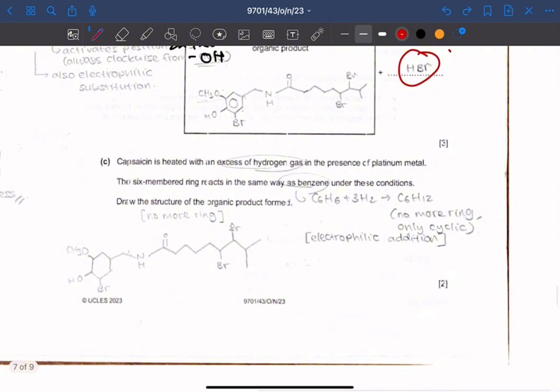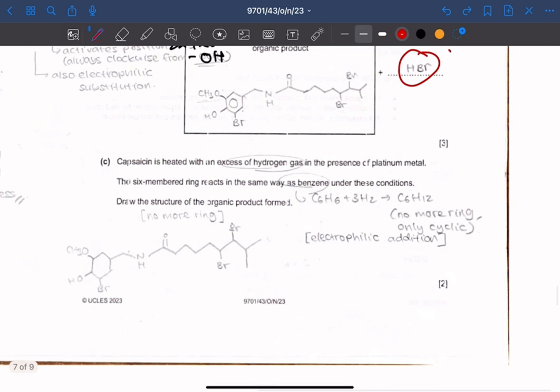And next is C. Capsaicin is heated with an excess of hydrogen gas in the presence of platinum metal. The 6-membered ring reacts in the same way as benzene under these conditions. Draw the structure of the organic product formed.